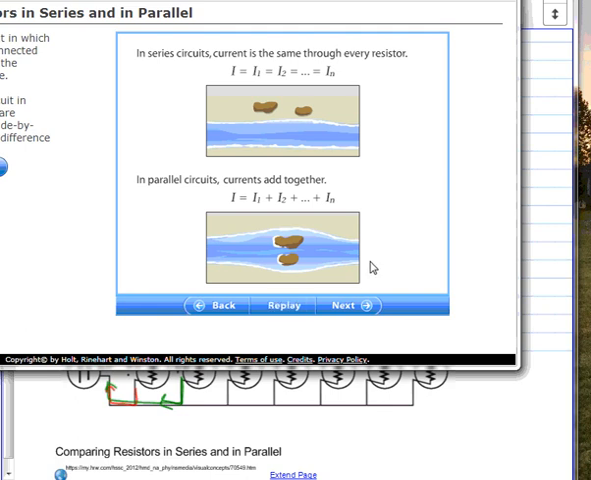So let's look at it right here. If I have two spots, I guess they left their rocks on the shore. If I have two spots here representing two resistors, how much current goes through one spot compared to the other spot in series? The same. There's only one path. It's got to be the same.